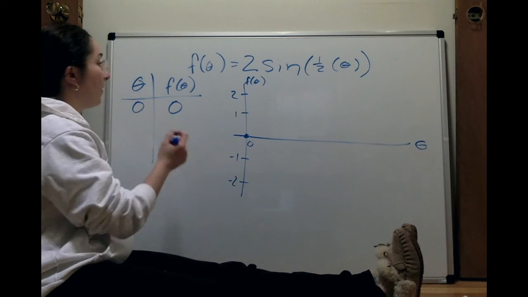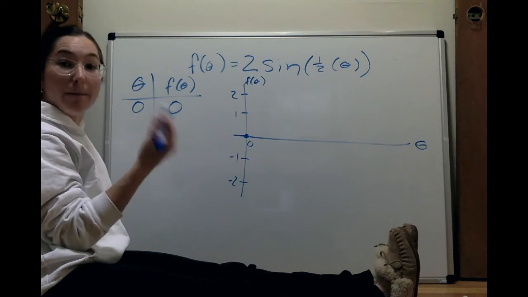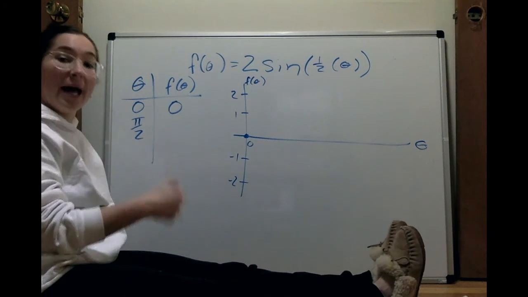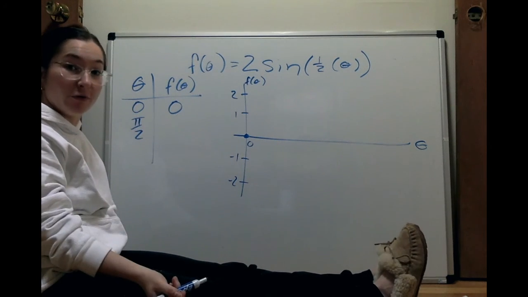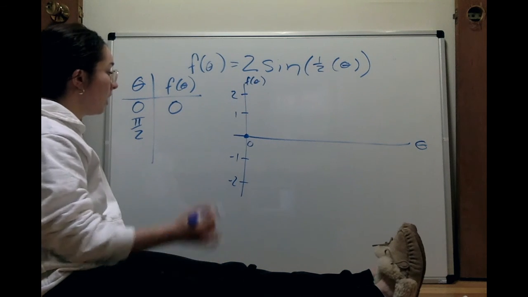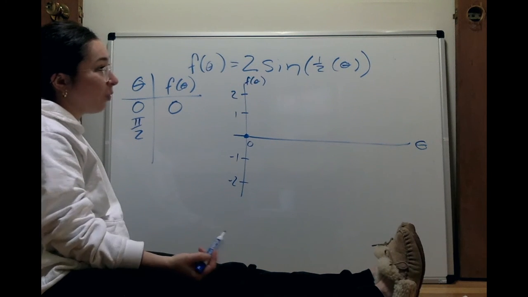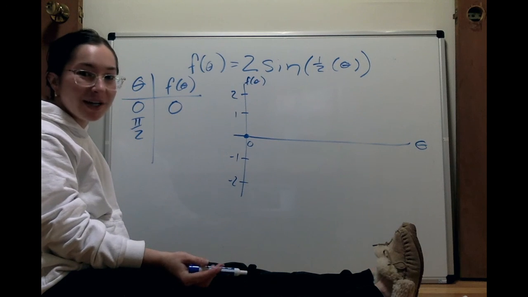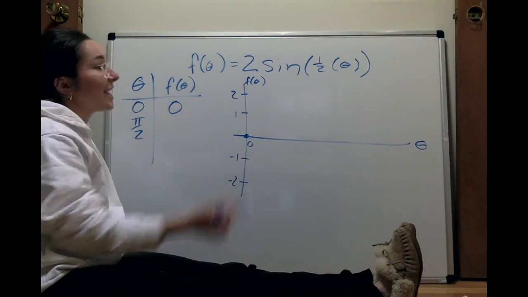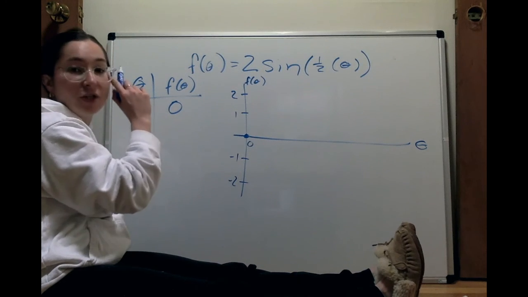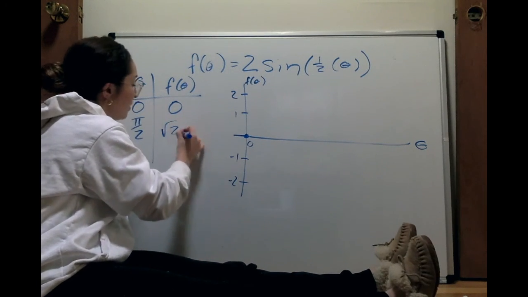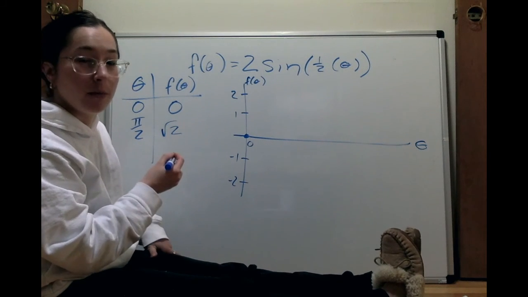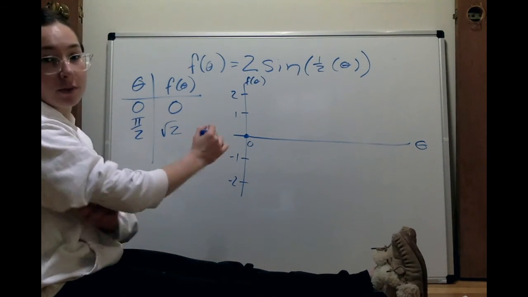And then if I put in my next main point, which would be pi over 2, I'm going to get 1/2 of pi over 2, or pi over 4, right? And sine of pi over 4 is kind of a gross number. It's root 2 over 2. And that times 2 is just plain root 2. But I don't really want to plot that, so I'm going to go to the next one and see if there's a nicer one that I can plot. And if I need to, I can go back and plot this one.